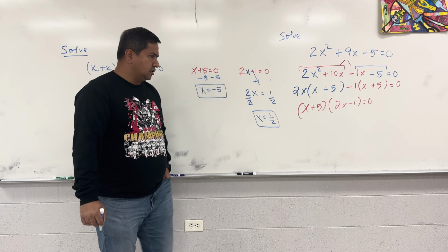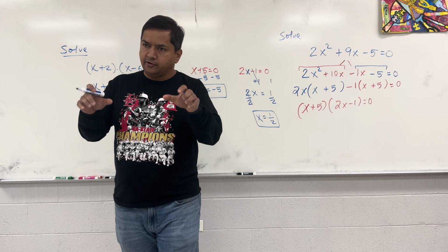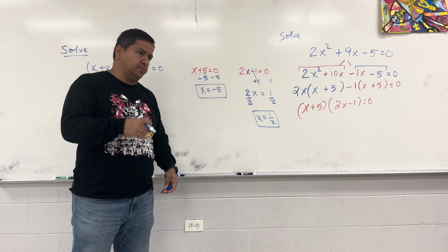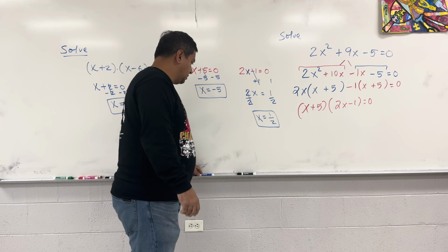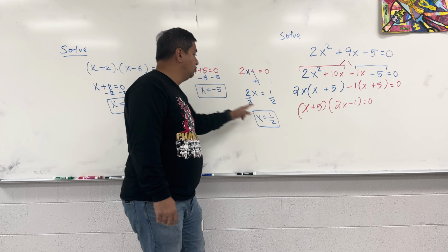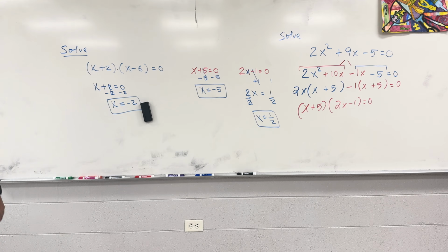Remember, there are two factors, two different factors. That's why we're seeing two different solutions. The number of factors determines the number of solutions. Are we good? Sometimes these factors might be the same. You still get two numbers, but those two numbers are the same number. Are we good? All right.